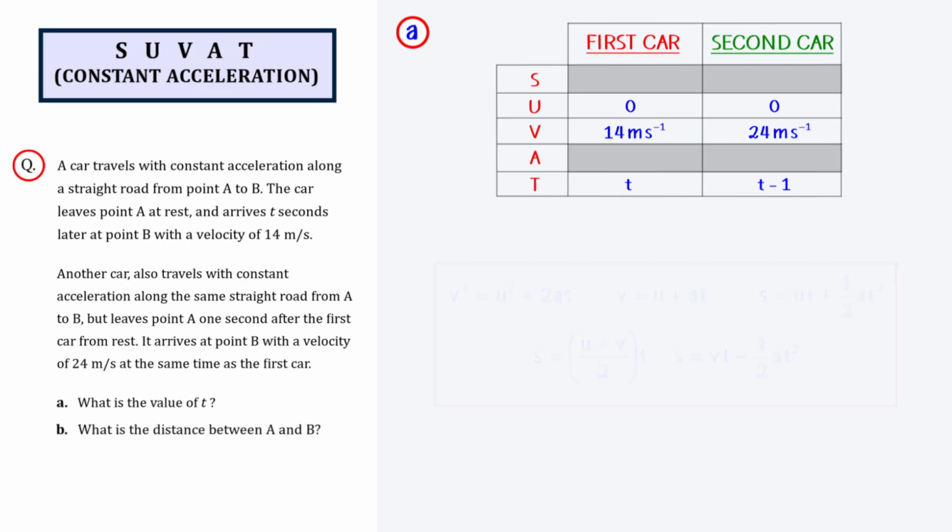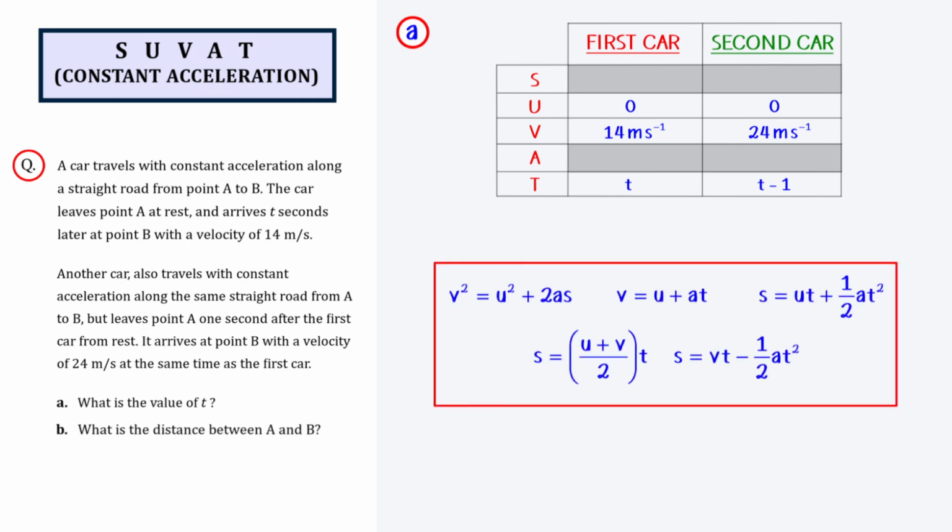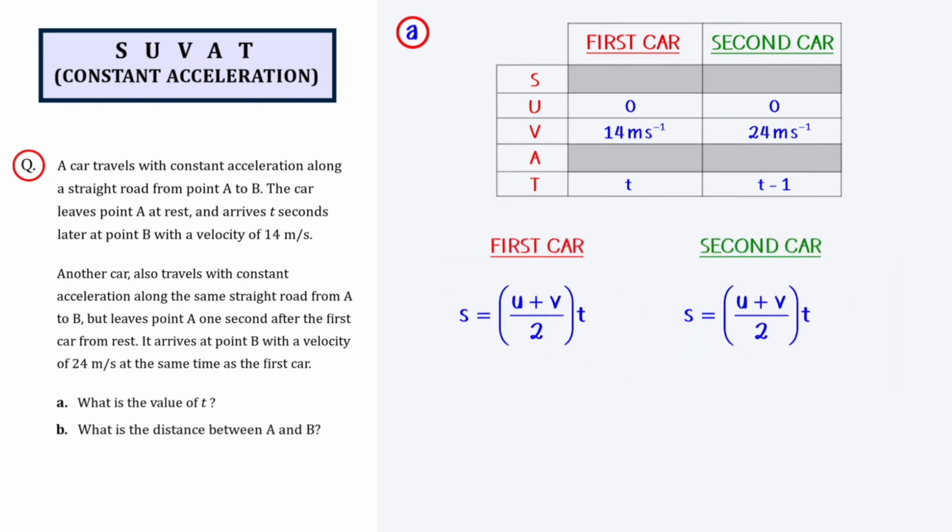So now let's look at the SUVAT equations and see which one we could use. Well, because we don't have acceleration, but do have the initial and final velocities, and want to find time, s is equal to (u plus v) divided by 2 multiplied by time is the one we want to choose. And we can use this equation for both of the cars. So substituting the values of u and v for the first car, we get s is equal to (0 plus 14) divided by 2 multiplied by t, which then simplifies to s is equal to 7t.